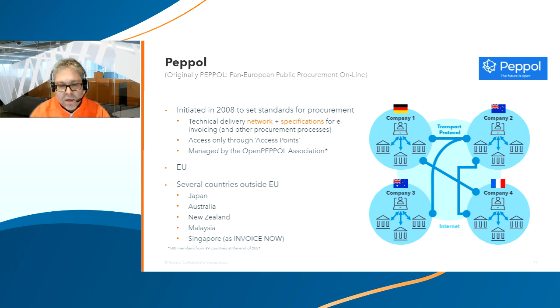Important to understand is that PayPal is not limited to Europe only. Several countries outside the European Union have adopted the PayPal framework to improve procurement processes. For instance, countries like Japan, Australia, New Zealand, and Singapore have all implemented PayPal as part of their digital procurement and invoice strategy. In Singapore, for example, the Invoice Now initiative leverages the PayPal standard to simplify the invoice process, demonstrating the global appeal and the utility of the PayPal network.